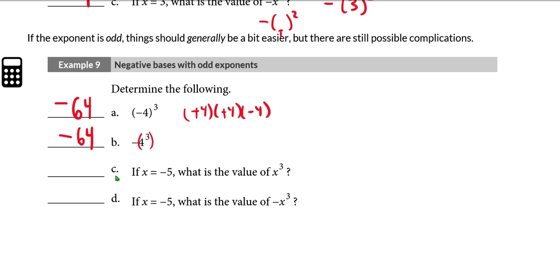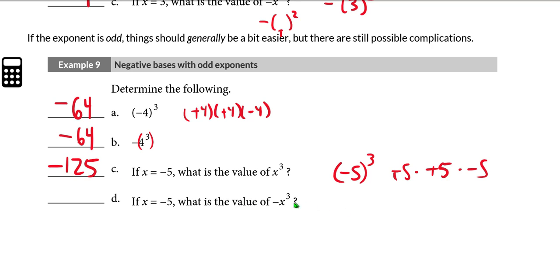Down here, example 9c, we've got x equals negative 5. What is the value of x cubed? So again, I'm going to use that parentheses technique, filling in a negative 5 there. Negative 5 times negative 5 times negative 5. Negative times negative, positive. Then we've got that additional 5 hanging out there. 5 times 5 times 5 is 125, so this is negative 125.